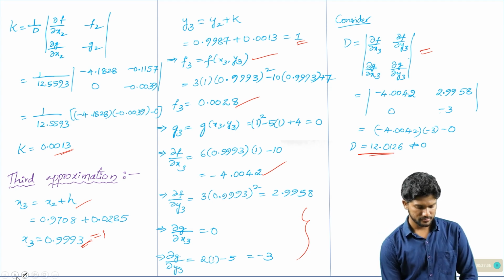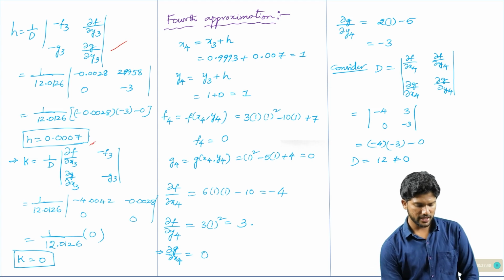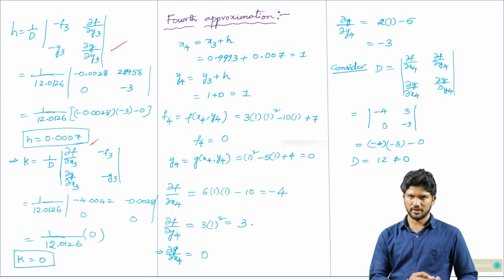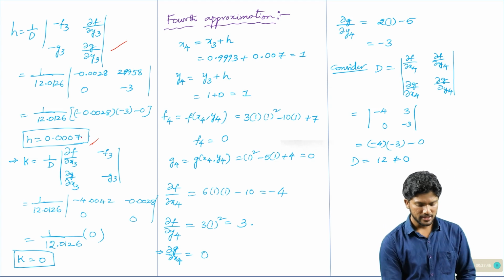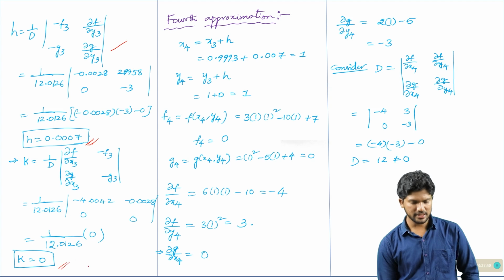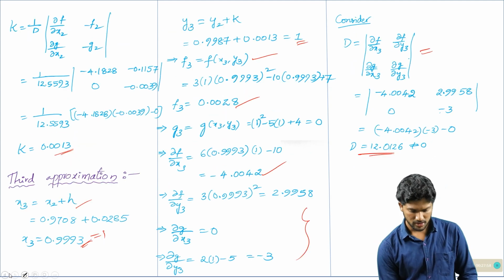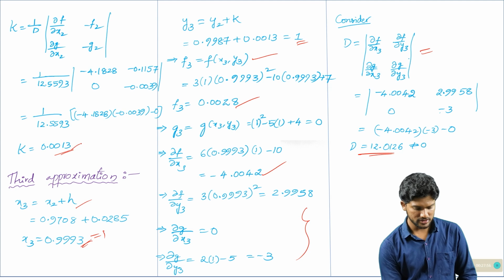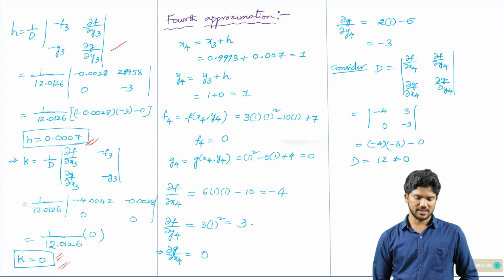Then small h is equal to, again we are getting 0.007. If you compare with the previous approximation, this h value is decreasing, and here k is equal to 0. Previously we got k is equal to 0.0013. Now we got directly k is equal to 0.